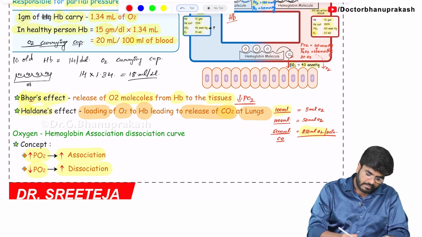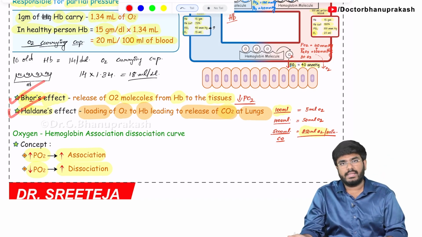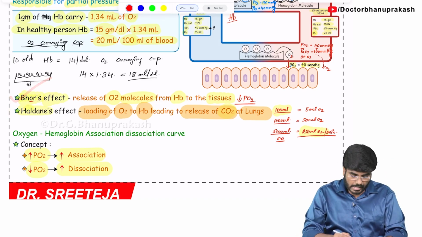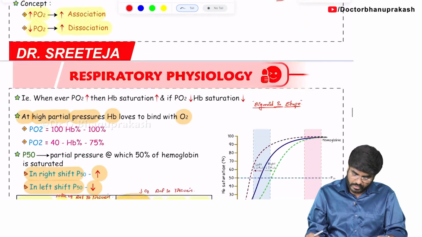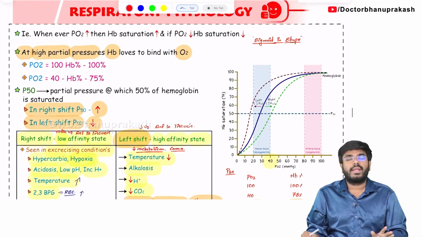These two are very important for your exams. What exactly are Bohr's and Haldane's? Bohr's is the release of oxygen to the tissues. Haldane's is the release of carbon dioxide to the lungs. So with this, what have we successfully completed? We have completed the topic of carbon dioxide transport also.